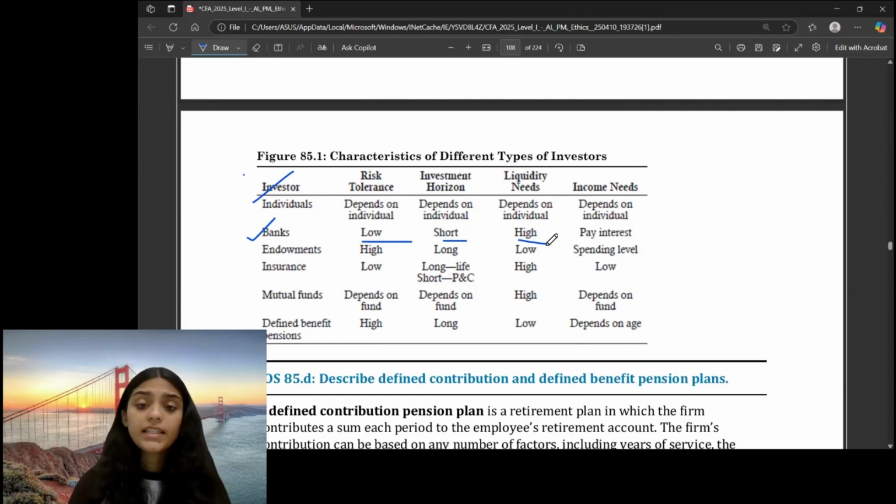Now, why are liquidity needs high? Because anytime a customer can come to them and ask for their money back, so they need to keep a certain amount of cash with them. Hence, their liquidity needs are very high.